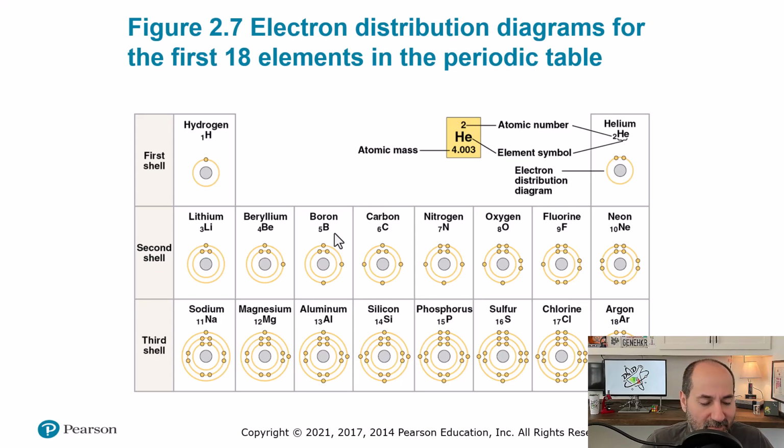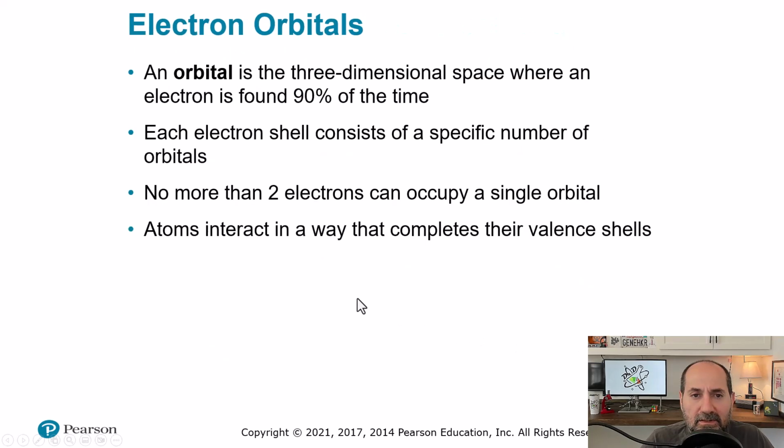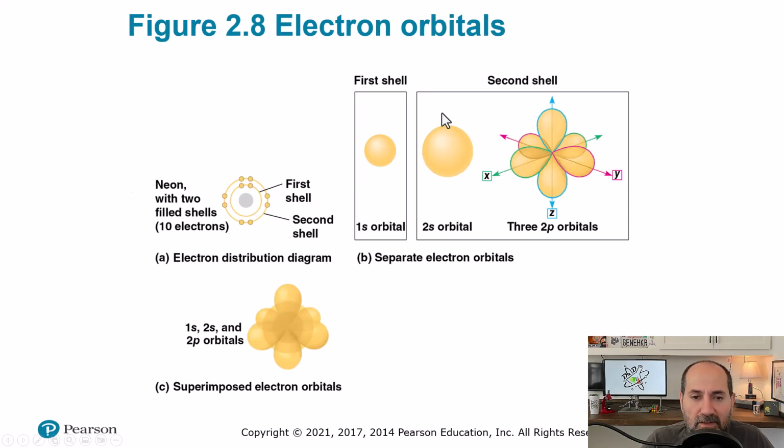And then remember, it takes two electrons to fill the first shell because the first shell only has one orbital and each orbital can only house two electrons. The second shell can house eight electrons because it has four orbitals. Remember, a big sphere and three dumbbells. And then the third shell has a further eight more electrons because it has four more orbitals. Again, an orbital is a three-dimensional space where an electron spends more than 90% of its time. And remember, only two electrons can inhabit any one orbital.